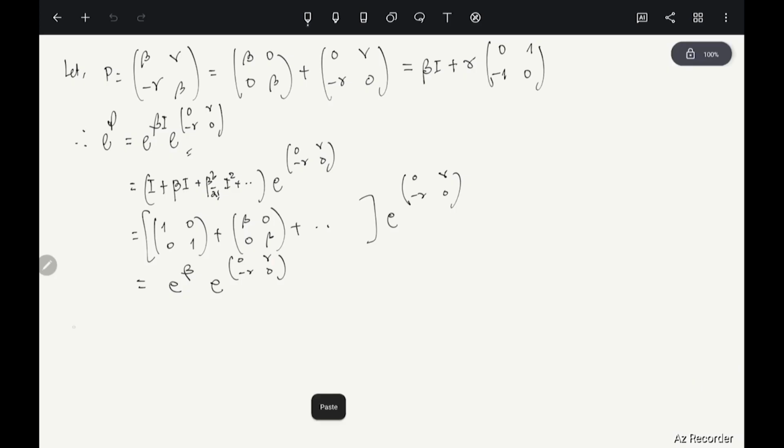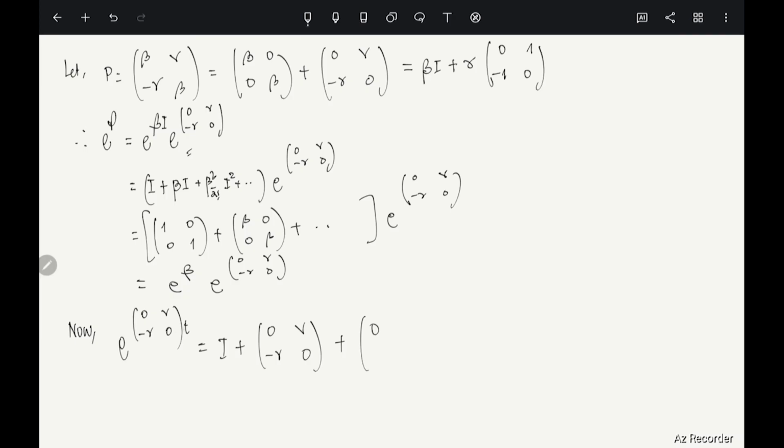Now, e to the power 0 gamma minus gamma 0. What does it mean? First of all, it is the identity plus 0 gamma minus gamma 0 times t, and so on. Let's calculate e to the power this matrix times t, because all of this is like e to the power pt. So this is t, this is t, so that is always there.